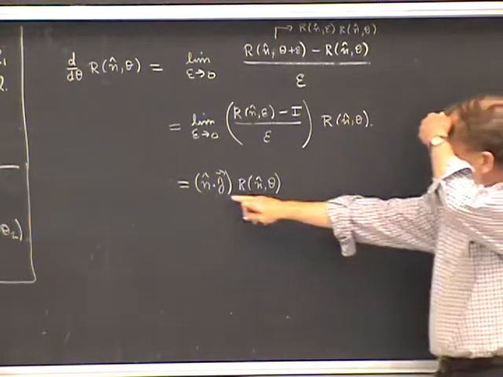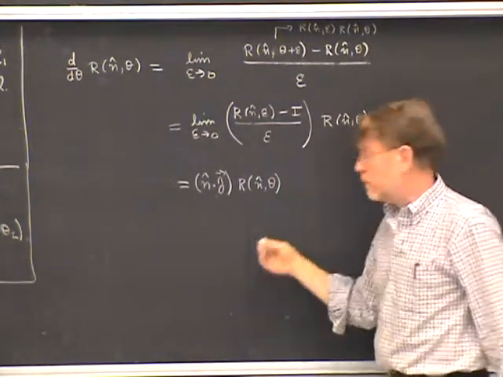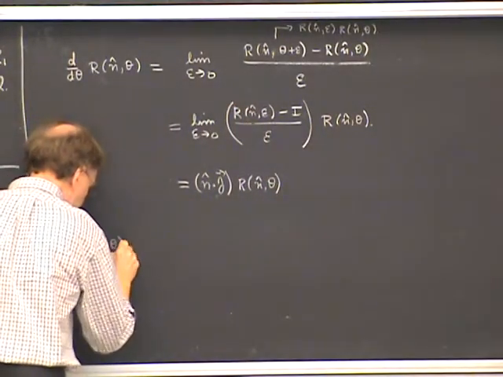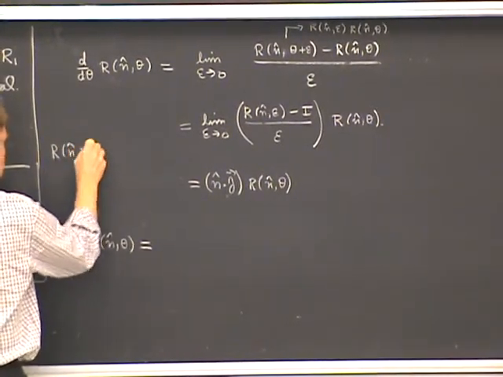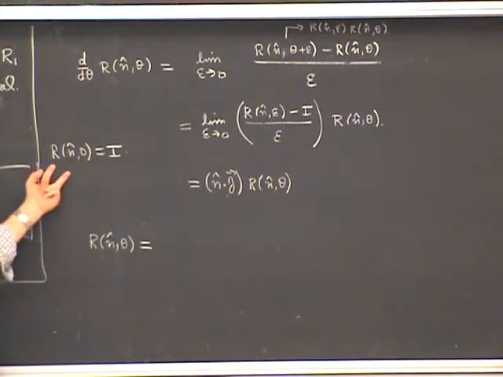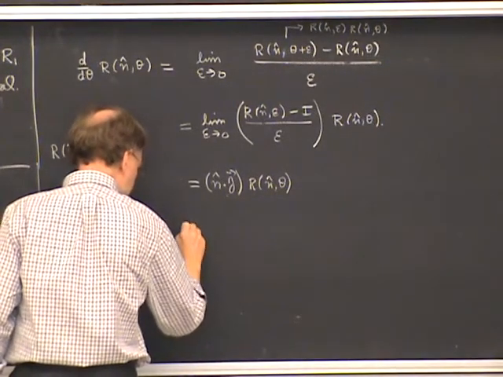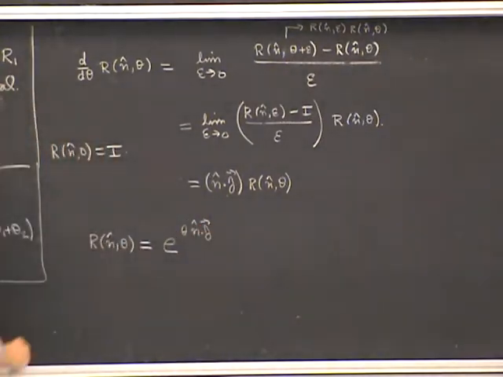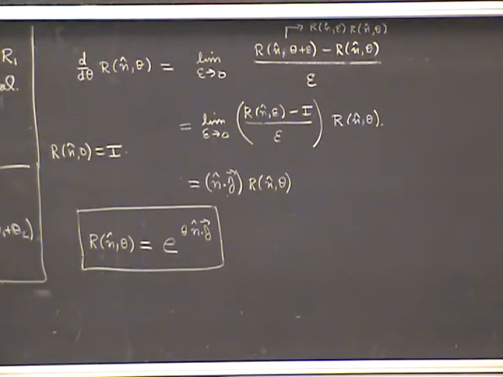N hat dot J is independent of theta. So this is a differential equation which is easy to solve. The solution is this. There's an initial condition, by the way, which is R(n hat, 0) is equal to the identity, since if the angle is 0 the rotation matrix is the identity. But subject to this initial condition, the solution is the exponential of theta times n hat dotted into script J. This is an important result. It's the exponential form of rotation.